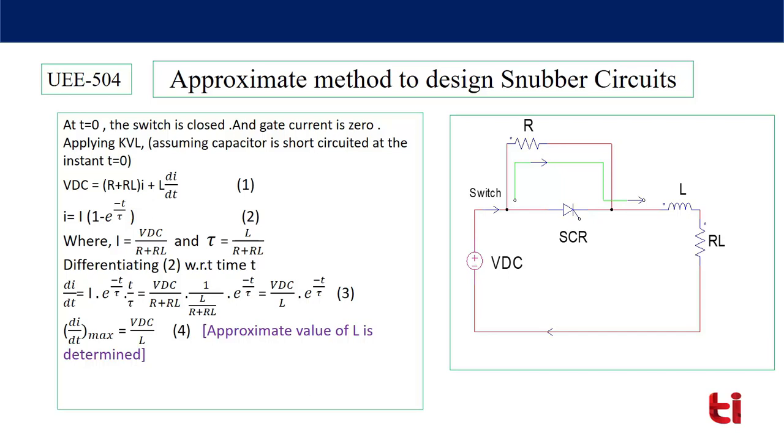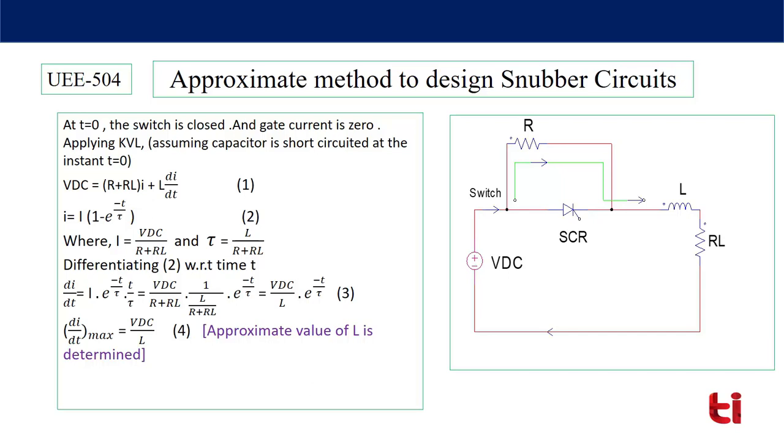Here I am assuming that you know the simple R, RL, RLC circuit with DC excitation. So from equation number 4, if you know the value of dIdt maximum and DC supply voltage, approximate value of L can be found out. Please note that this is an approximate value of L. This value will be modified later on.